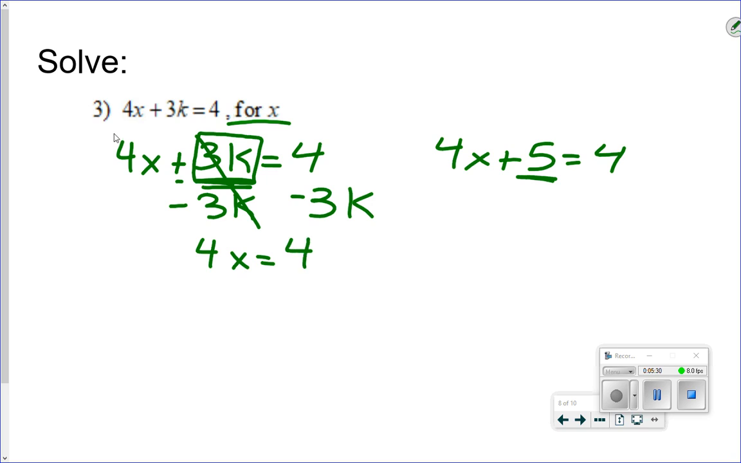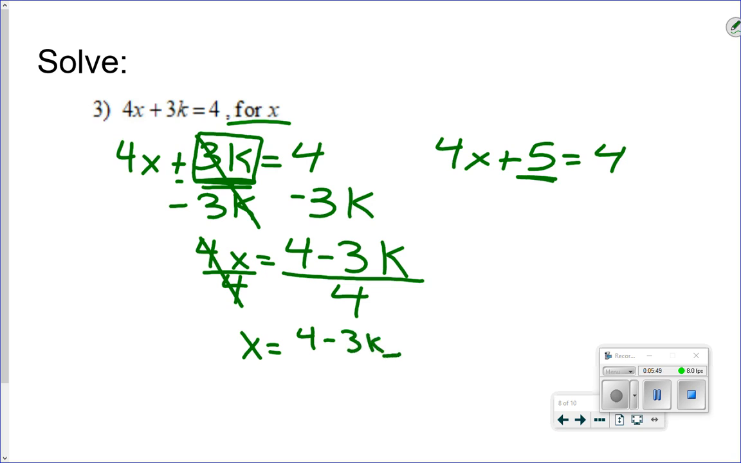And on the right side, we can't subtract them because they're not like terms. We just write 4 minus 3k. And then the last step is like before. We divide both sides by 4 because the 4 is being multiplied and I want to get rid of it. Divide the whole right side by 4. And your answer is x equals 4 minus 3k over 4. Just like that.